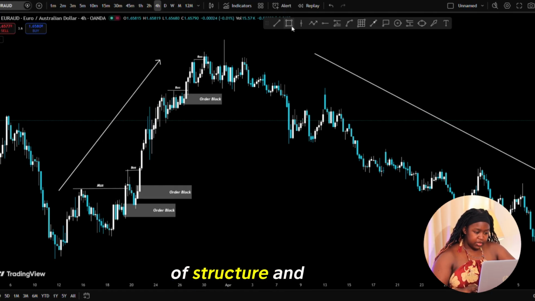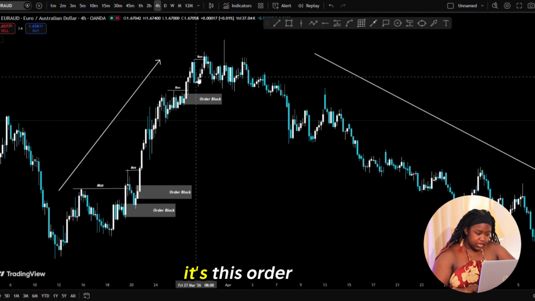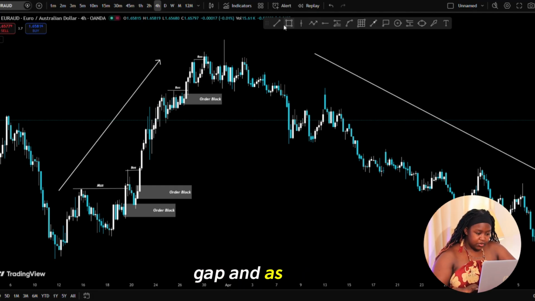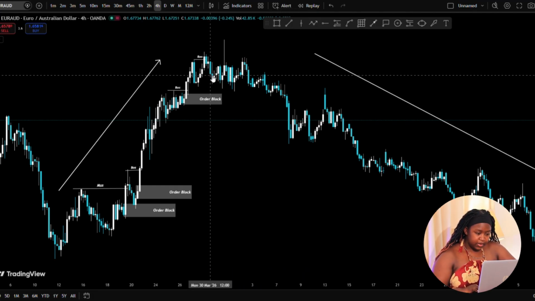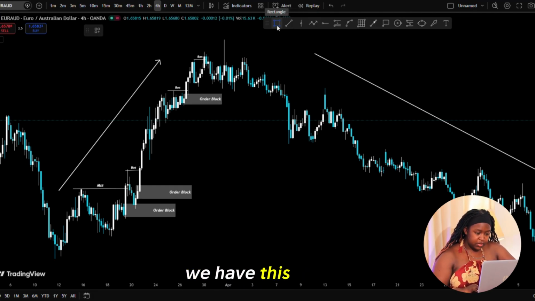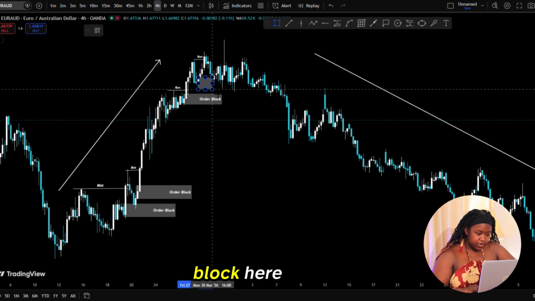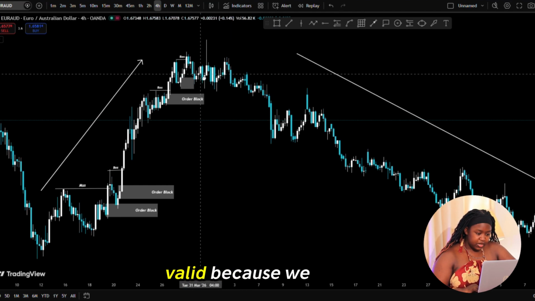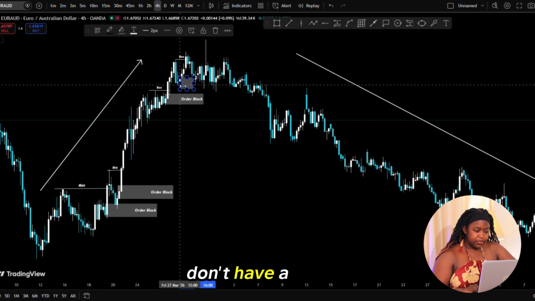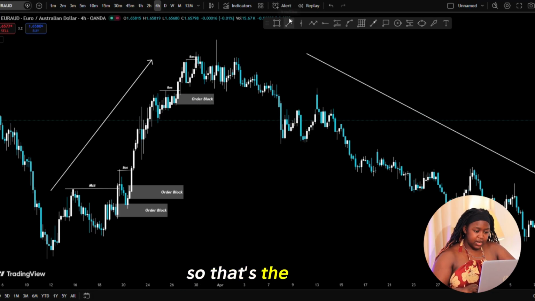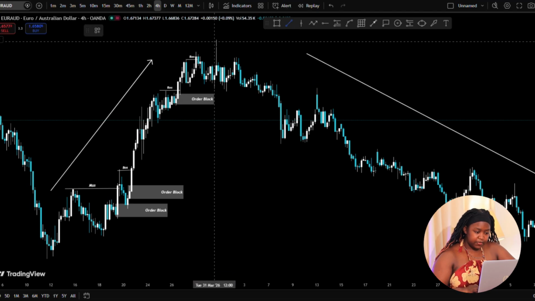That's a break of structure, and a key level that caused it is this order block right here, though it's not valid. As you can see, a valid order block must have a fair value gap. We have this order block here. Let me just show you. We have this order block here, though it's not valid because we don't have a fair value gap. So that's the last break of structure.